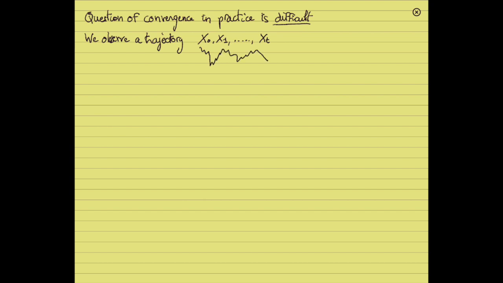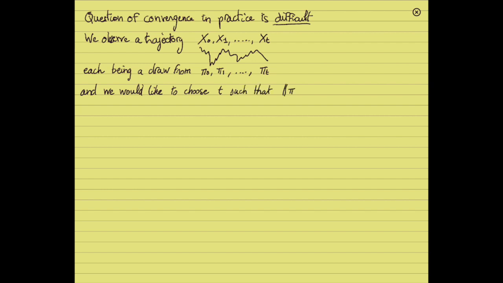You observe a trace. And each of those x's is one draw, one sample from a different distribution, pi 0, pi 1, pi t. And what we would like to do is to choose little t so that pi t is close to the limiting distribution pi. So that, for example, pi t minus pi in total variation is less than epsilon.